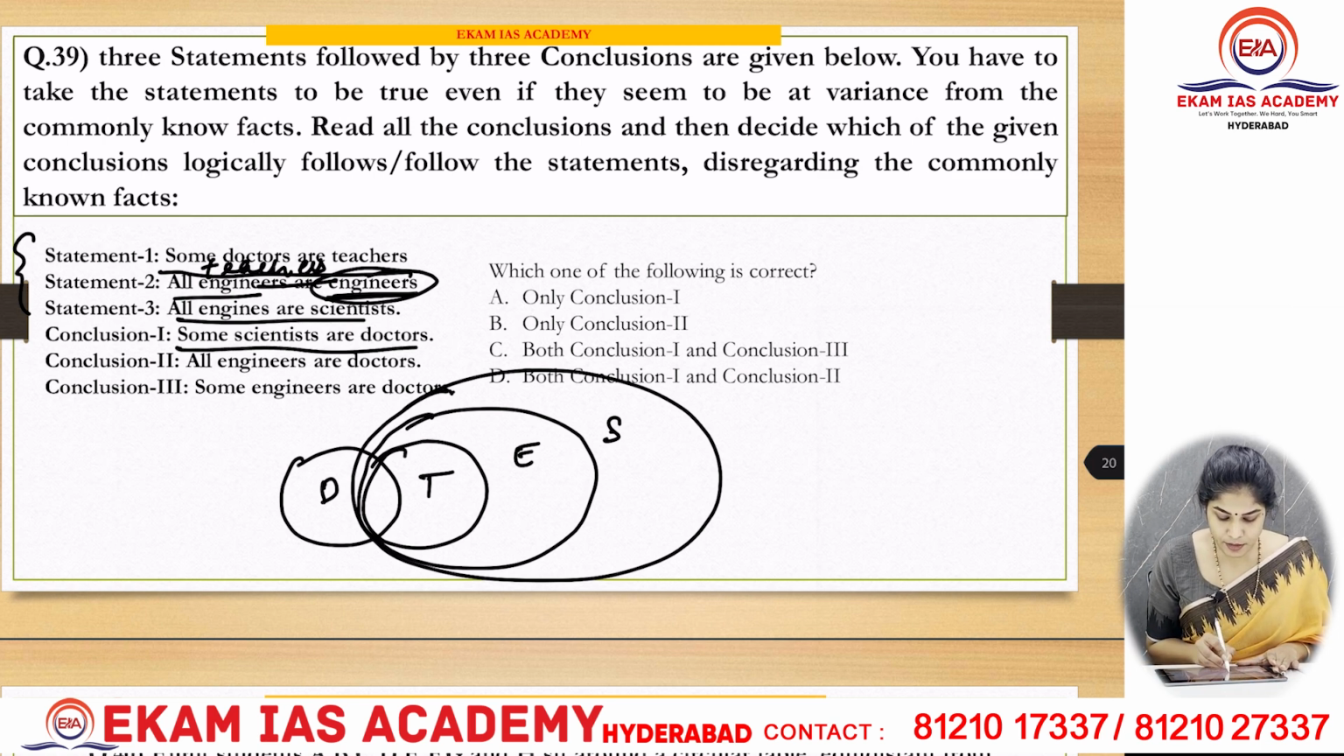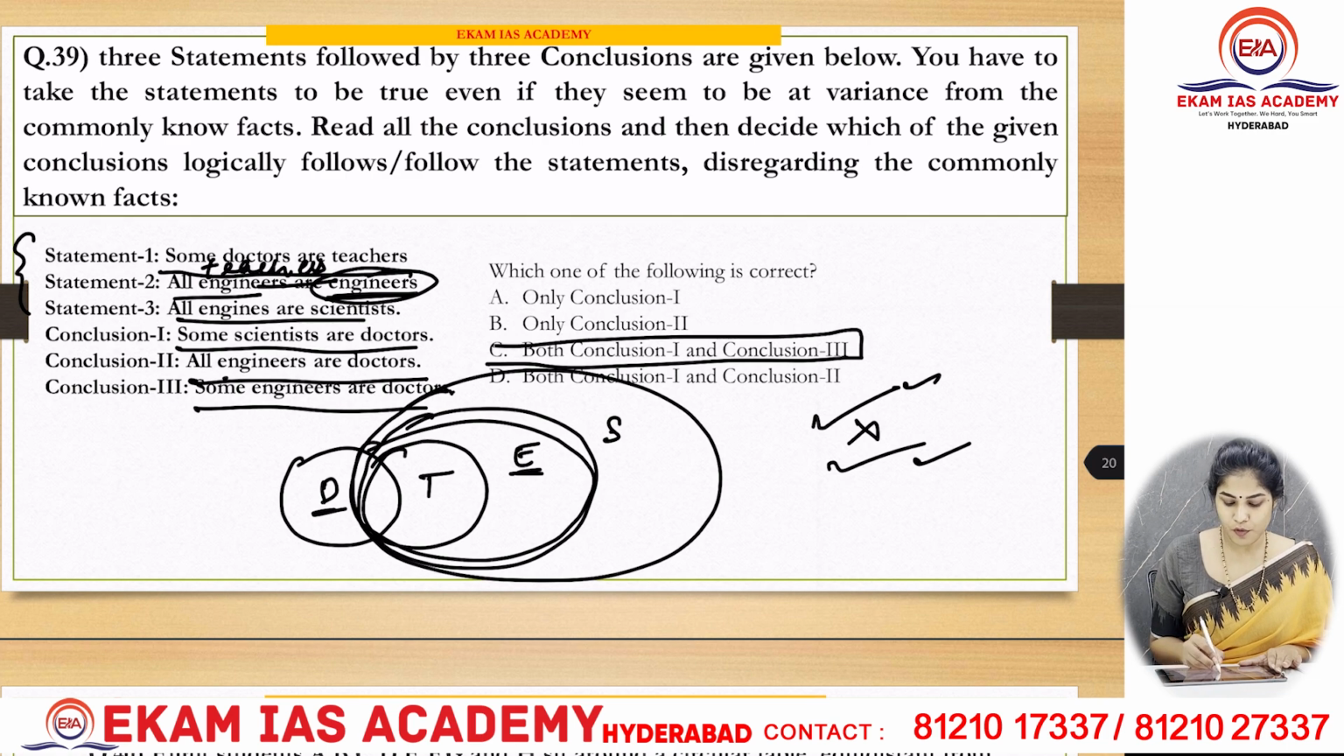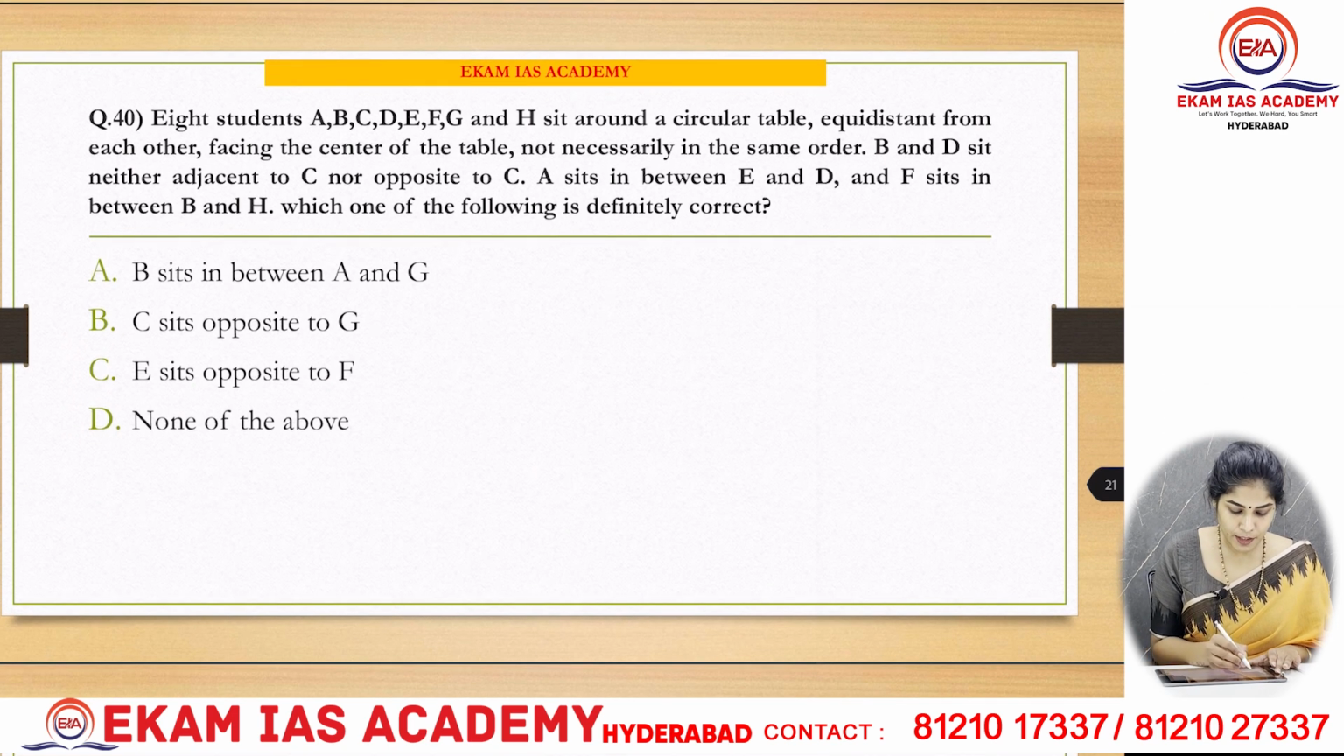Conclusions. Some scientists are doctors. Yes, right. All engineers are doctors. We don't know that, right? Some engineers are doctors. Yes, some engineers are doctors. So, 1 and 3 are right. So, option C, both conclusions 1 and 3 are right. Okay. Let's go to the next question.